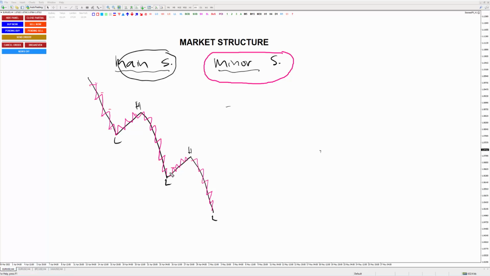Now if you want to trade the small movement, sometimes within the retest or retracement of the main structure, you will see a break of structure, break of structure, break of structure. Hold on a second. Let me draw the big structure again here, and let me go back with the same color.